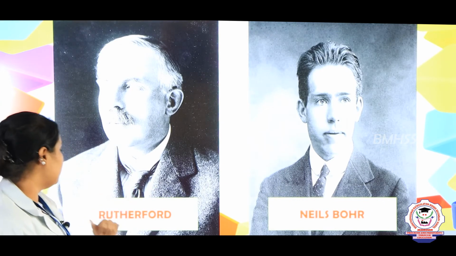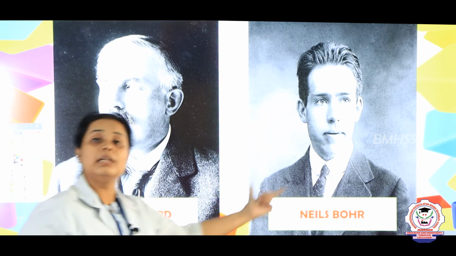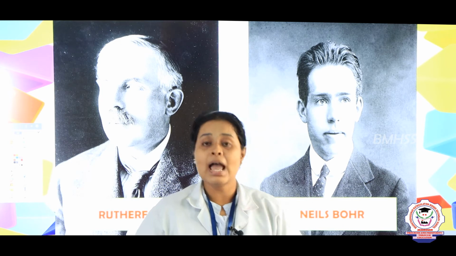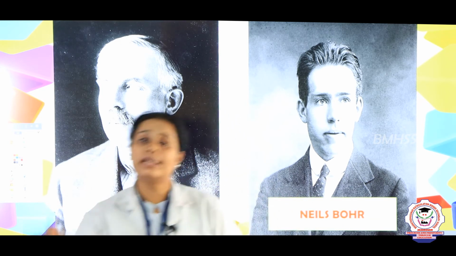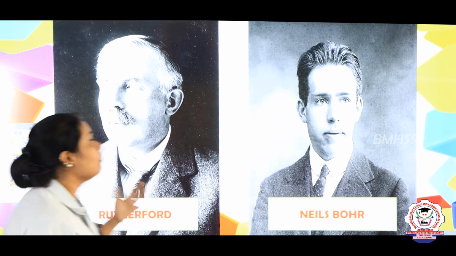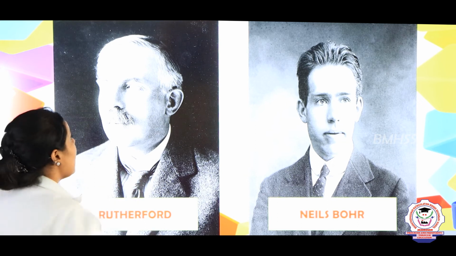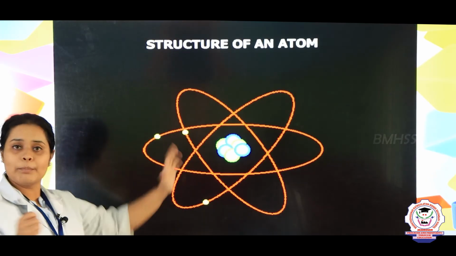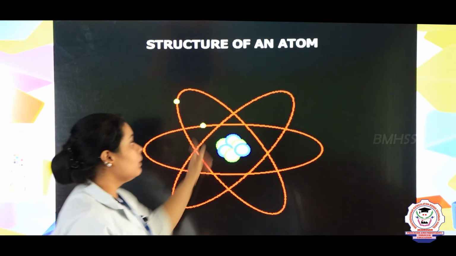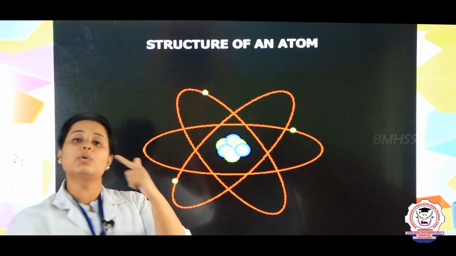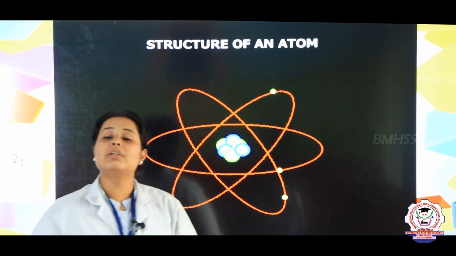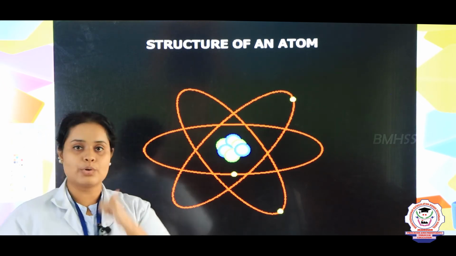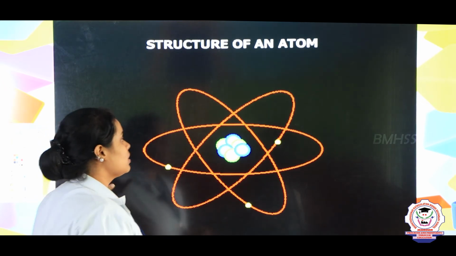Later on, two people, Rutherford and Niels Bohr, came and they said that an atom does not have only protons or electrons, it has neutrons also. Plus they discovered the shape of the atom, and they found that there will be electrons rotating around the nucleus. Then in the nucleus there will be protons and neutrons, okay. Yeah. So this was done.